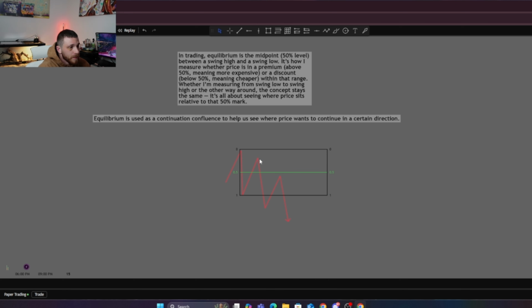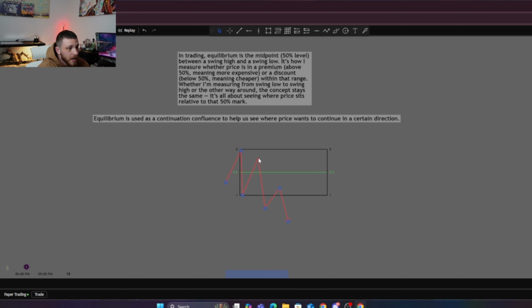If price doesn't come above the 50% level, because again, discounted price range here is the opposite. Discounted is at the top, premium is at the bottom. Let's say price came down, didn't get into discounted price range, price continues down, it wouldn't be an entry.